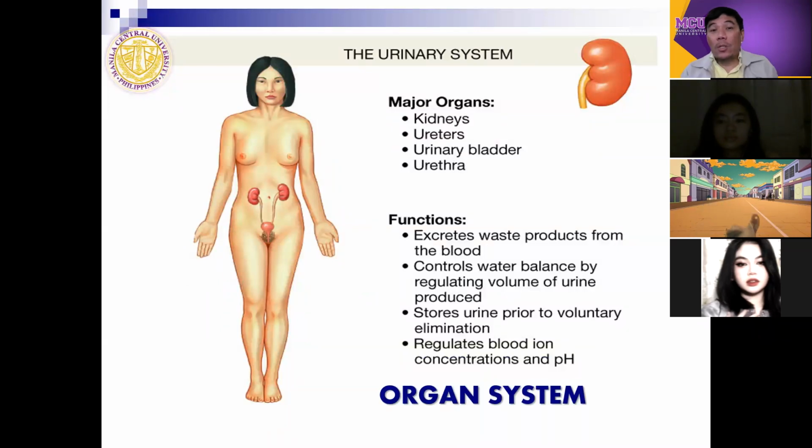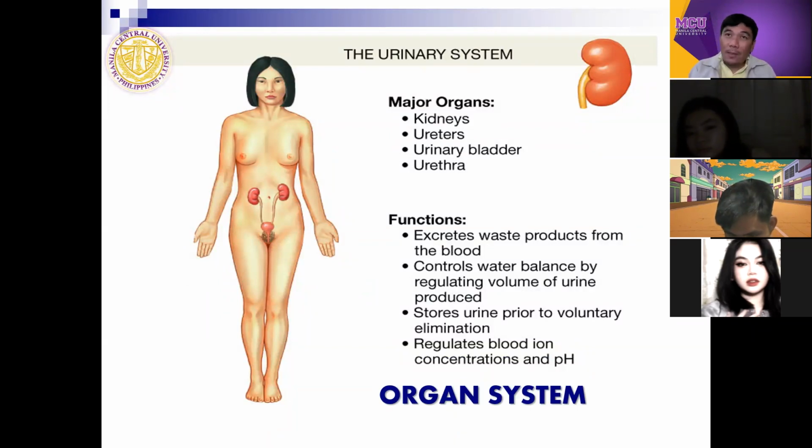As I have mentioned, these are composed of the kidneys, the ureter, the urinary bladder, and the urethra. And usually, urinary system is associated with what? Excretory. Okay, excretory is related to fluid balance.